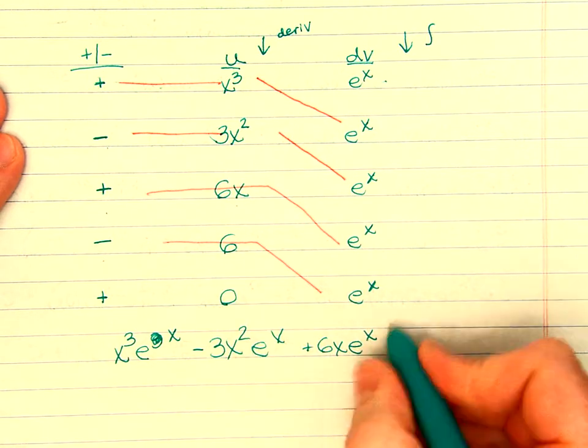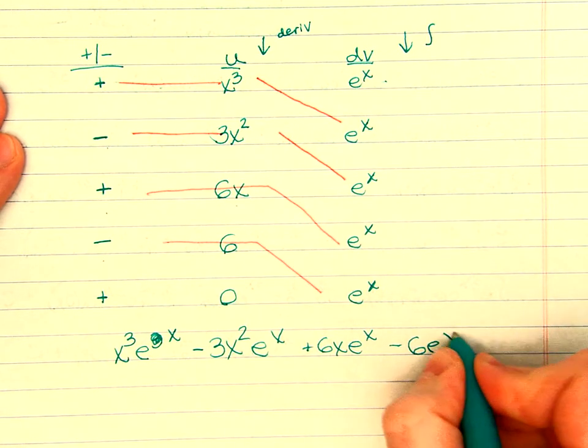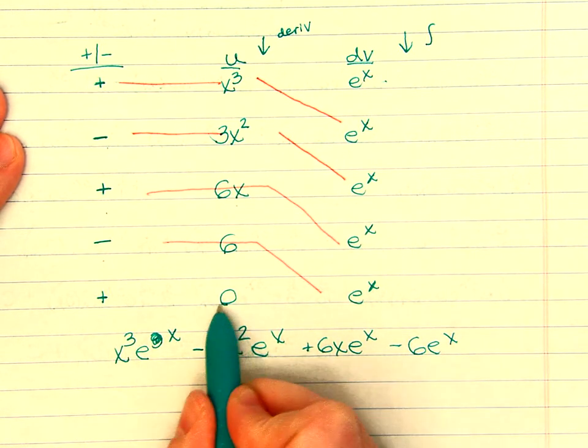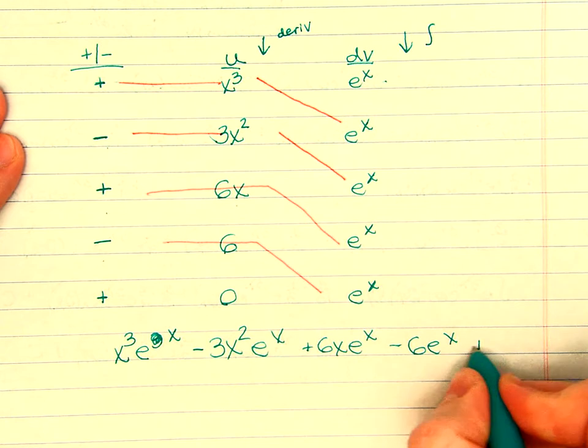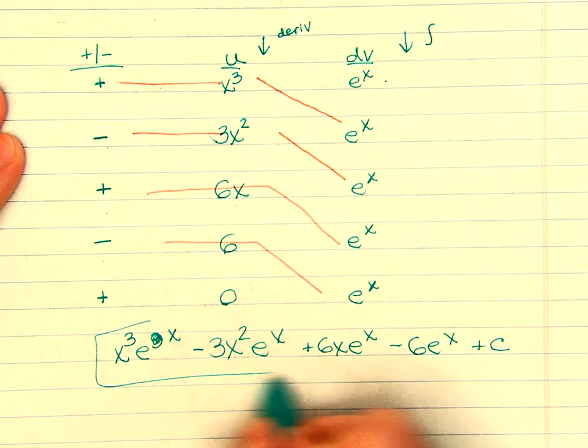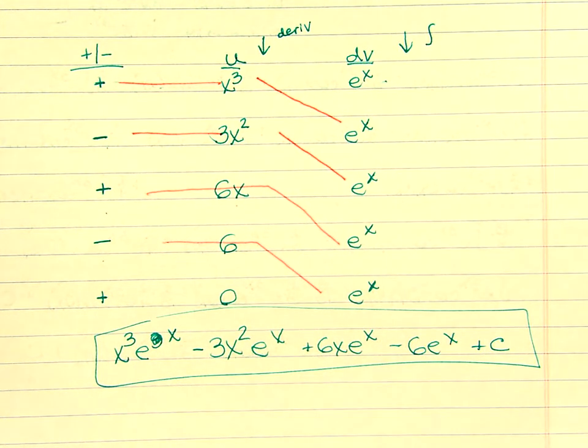Minus 6 e to the x. And then I'm basically done because every further derivative is just going to be 0. So I'm going to add a plus c to the end. This is the same thing I would have gotten if I wrote out the repeated integration by parts over and over and over again. But this is a shortcut we can use when we have a pretty high power on the algebraic part and would have to use integration by parts over and over.